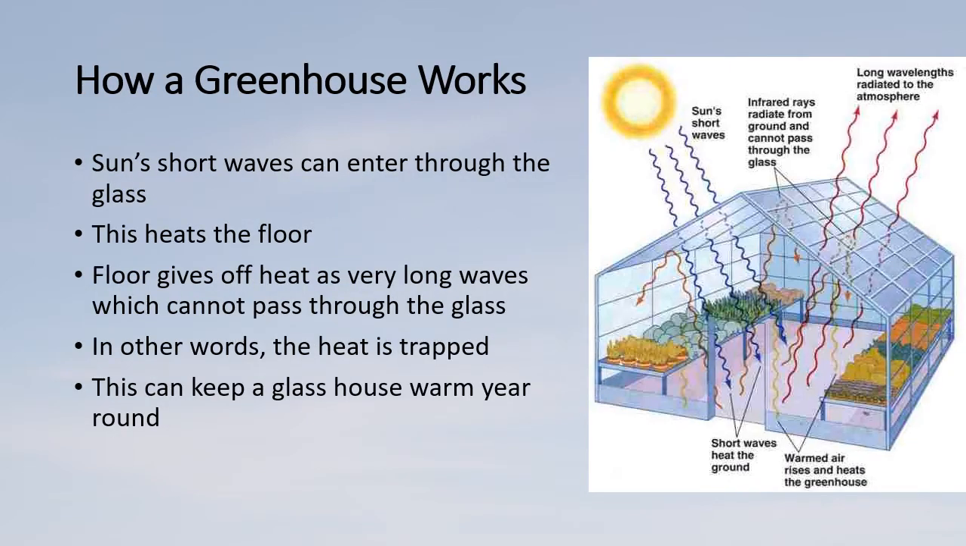So how a greenhouse works. Our sun gives off short wavelengths of light. So those can enter through the glass. This is going to heat up the floor of our greenhouse. The floor then gives off heat as long wavelengths of light which cannot pass through the glass. In other words, the heat is going to get trapped inside of the greenhouse. This can keep a glass house warm all year round.